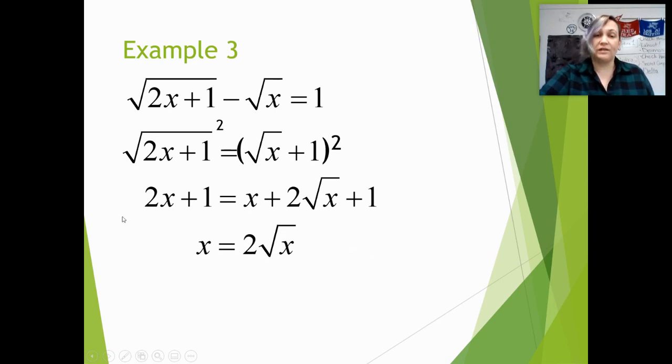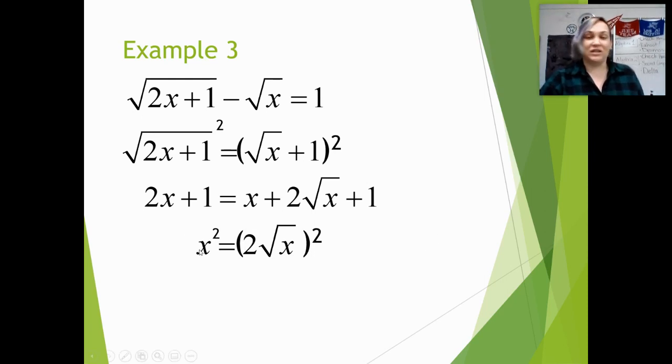So I subtracted this x to the other side. 2x minus x is just x. And then I also took this plus 1 and subtracted that to the other side as well. And lucky for us on this one, the plus 1 and the minus 1 canceled out. At this point, I'm going to try to get rid of the square root symbol again. This time, though, there's no adding and subtracting in the problem, so it should actually get rid of the square root. So I'm going to square both sides again.